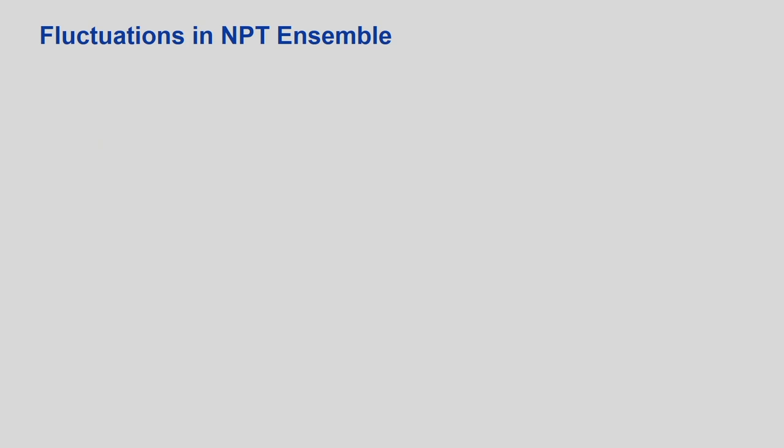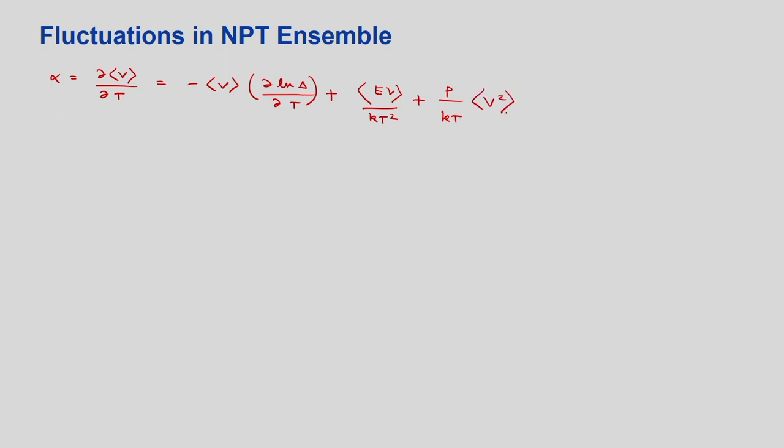So for alpha, the volume compressibility is given by this term, dou v bar by dou t, and this is given as this expression. I am not showing the details of the calculations. By kt square, this is alpha. Let us suppose this is equation A.